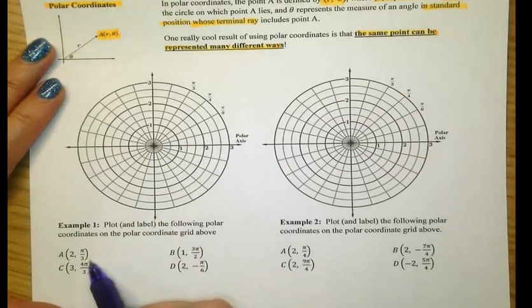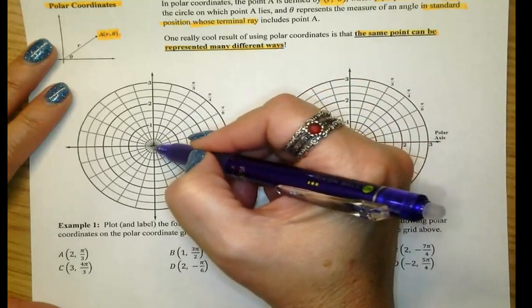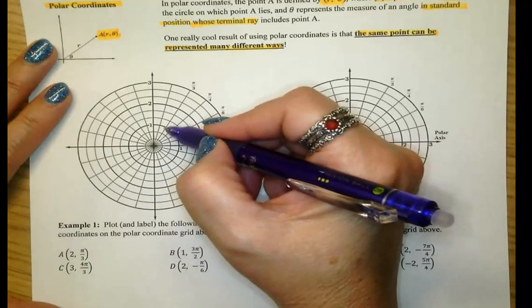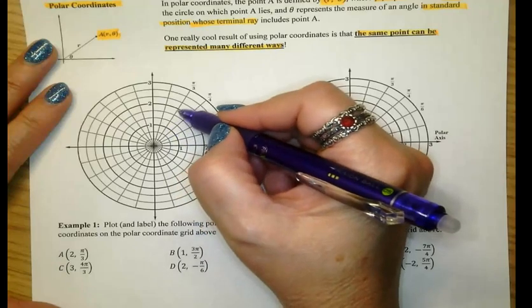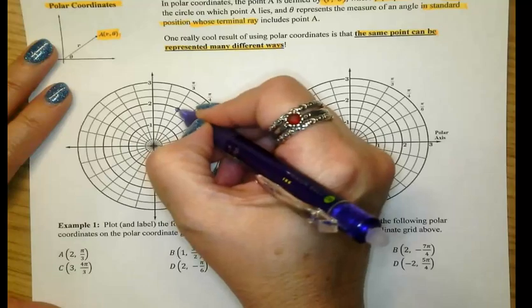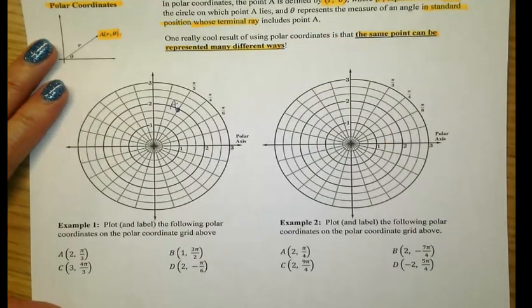Okay, so let's plot A. We're going to start at pi over 3, which is right here. And then along this line from the origin, I'm going to plot out to the 2. And remember, 3 rings makes 1, 3 more rings makes 2. And so once I get here, I have this point, which is A. Okay, that's kind of cool, yeah?